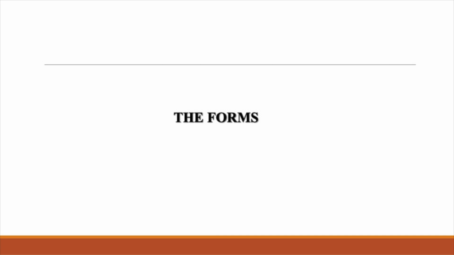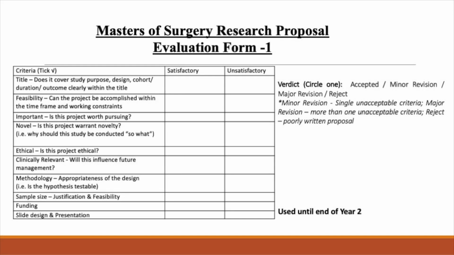Here are the forms, by the way, which I'm going to start going through one by one. What I would like to highlight is that there are actually 3 different forms for the different stages. This is the research proposal evaluation form. This is what will be the decider at the 18-month period on whether the student can proceed or they might need more time for the data collection and so forth.